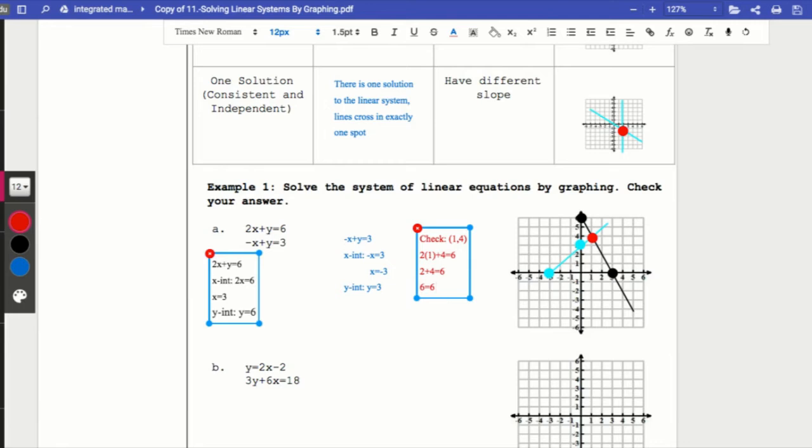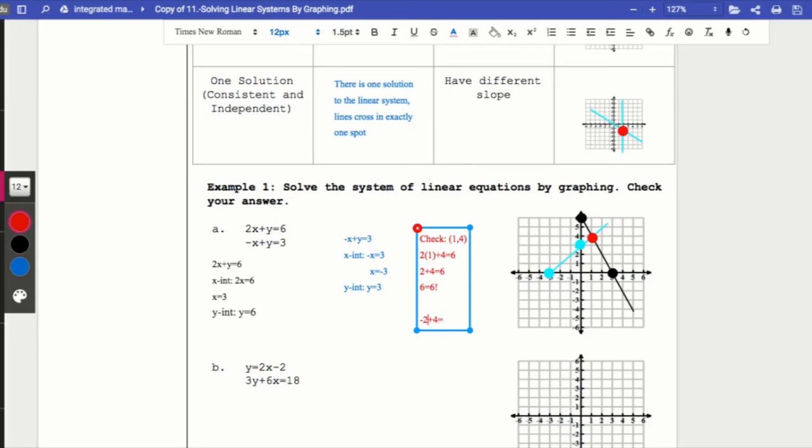So it works for the first equation. So then I have to check for the second equation. So then I'm going to have negative 2 plus 4 equals 3. I need to see if that works.